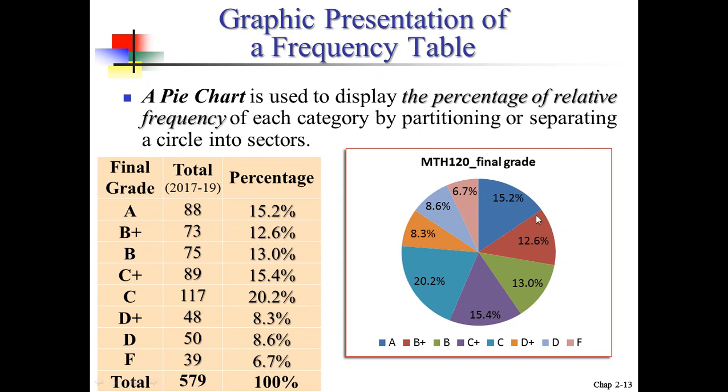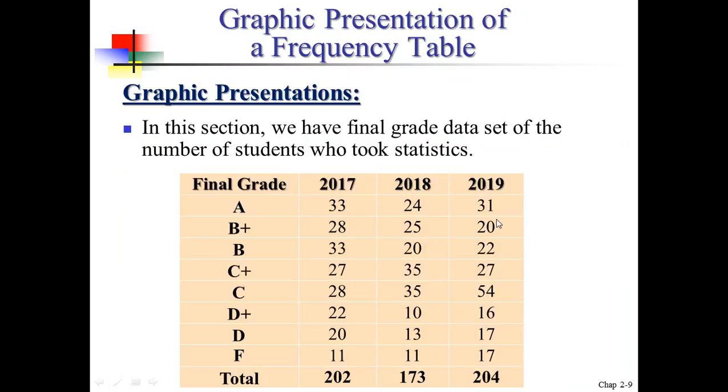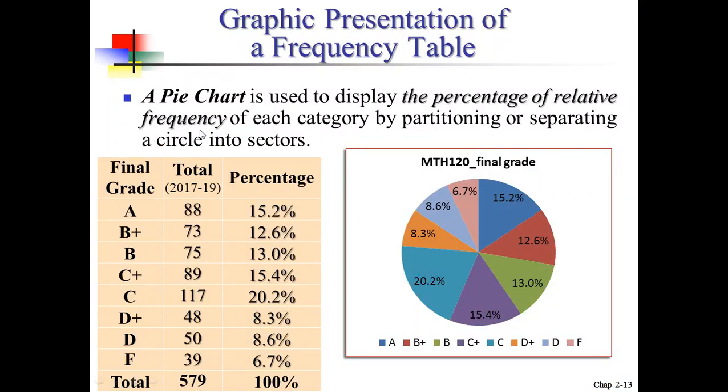That's why you can allocate by your own preference, your own way to make it. But remember that you need to make 3 pie charts representing each year, 2017, 18, and 19. A pie chart is used to display or depict the percentage or relative frequency of each category by partitioning a circle into sections. How many sections? 1, 2, 3, 4, 5, 6, 7, 8, 9. 9 sections, that's why I can see 9 colors here and 9 symbols here.